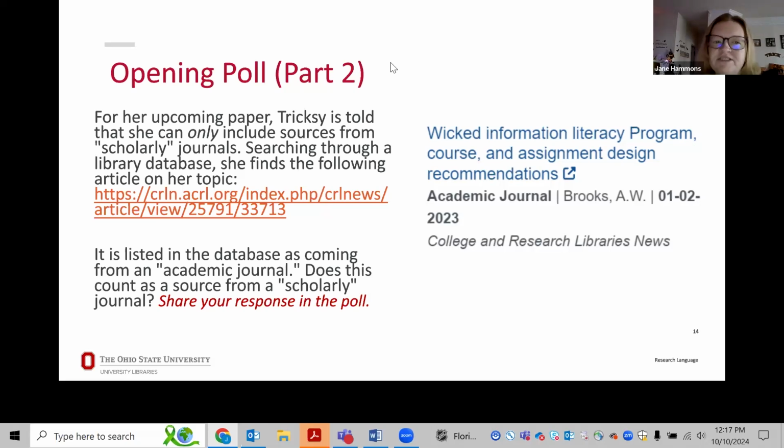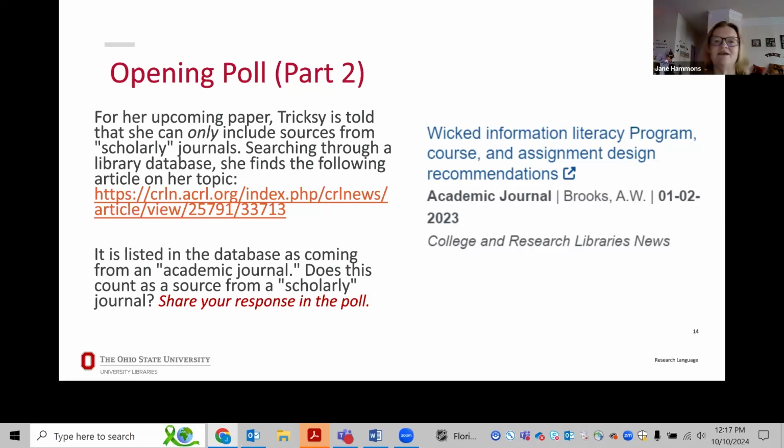Audrey said it's scholarly, but not peer-reviewed. So it would depend on whether the instructor made that distinction about whether it needs to be peer-reviewed or whether it needs to be scholarly more broadly. Okay, great responses.